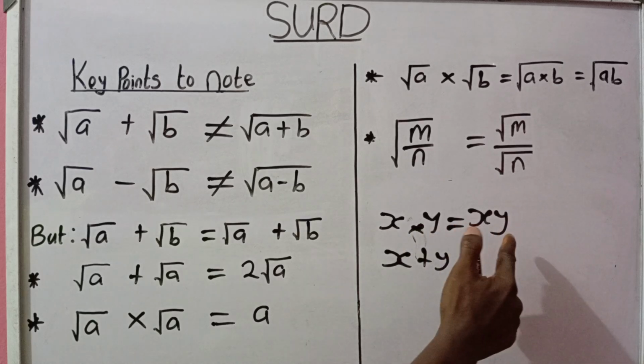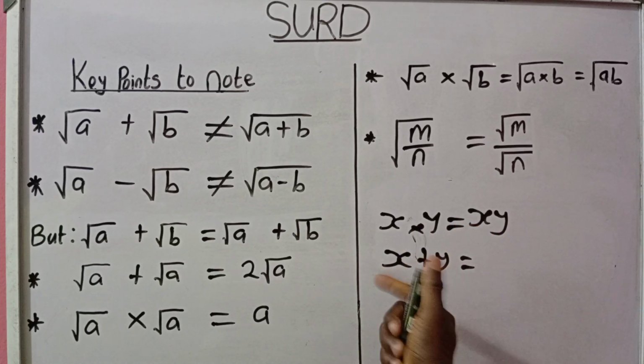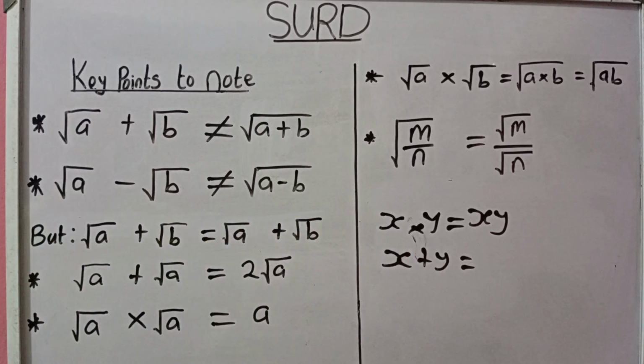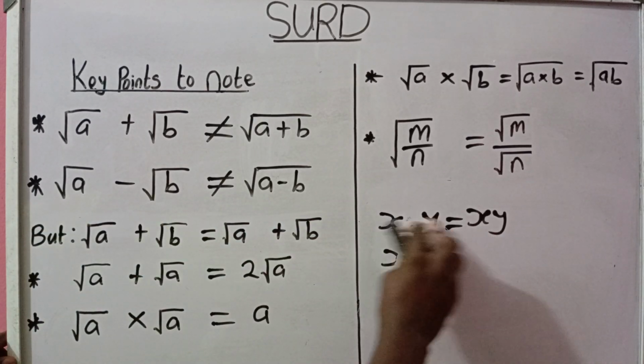In terms of multiplication, they can come together, but in terms of addition or subtraction, they can never come together, because they are unlike terms, so they cannot come together in this context.